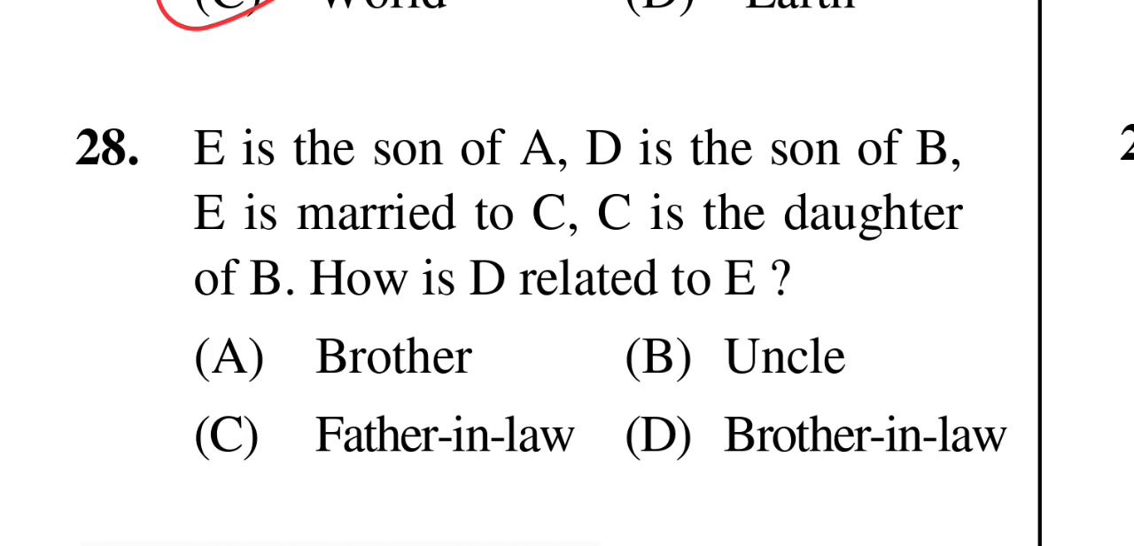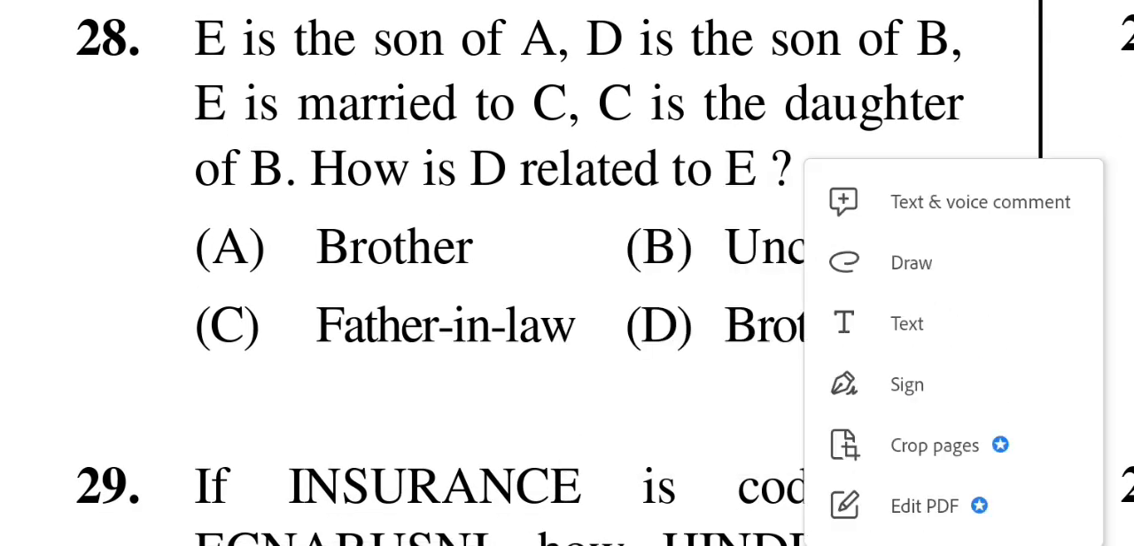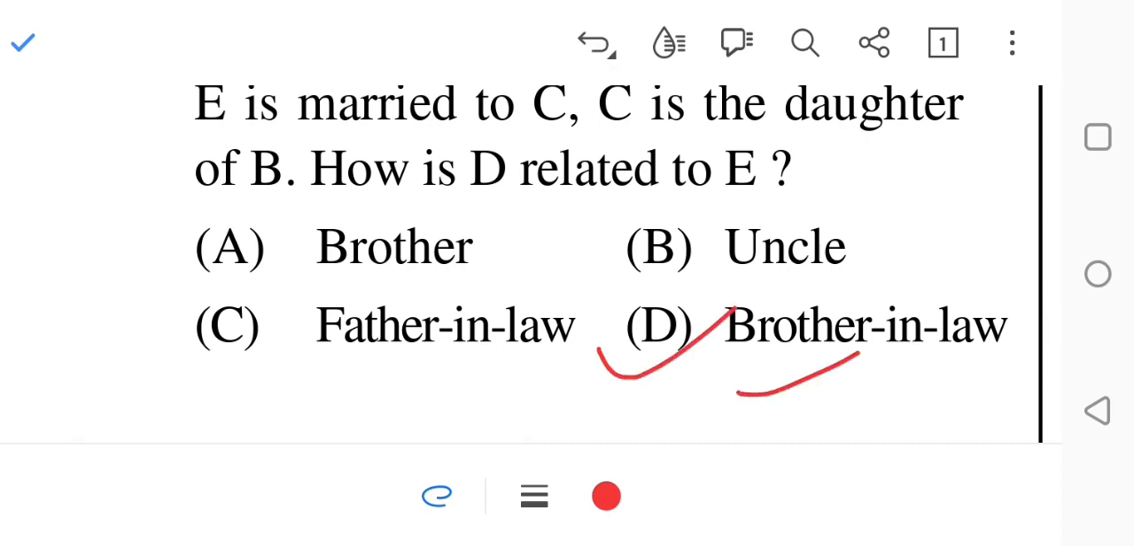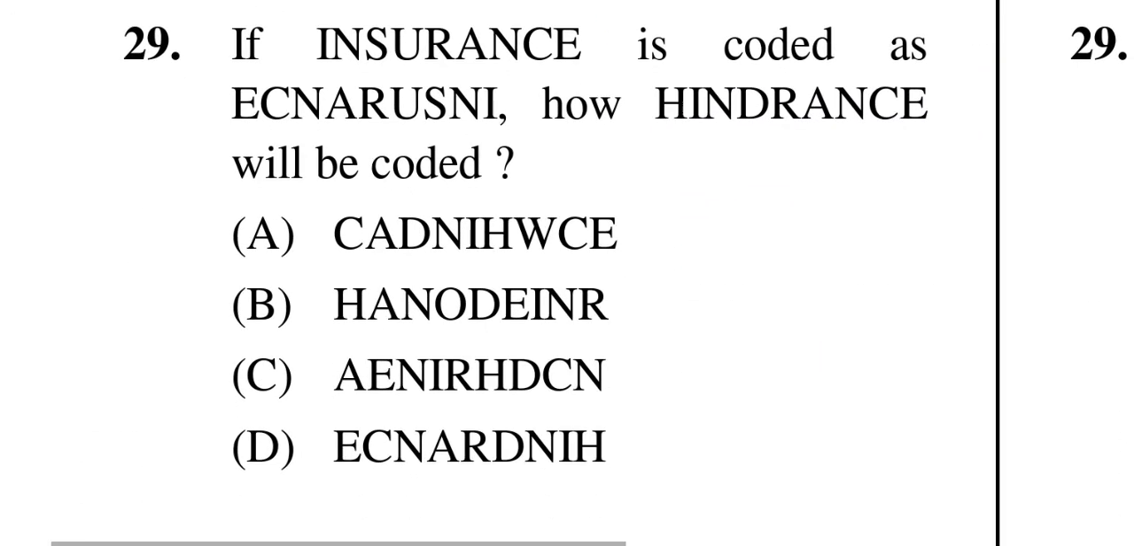It is quite easy if you practice at least 30 to 40 questions related to this, then it will be effortlessly solvable for you. Now let me tell you the correct answer. Correct answer will be brother-in-law. Brother-in-law is the correct answer. Brother-in-law. Okay, moving on, we have got 29 number.